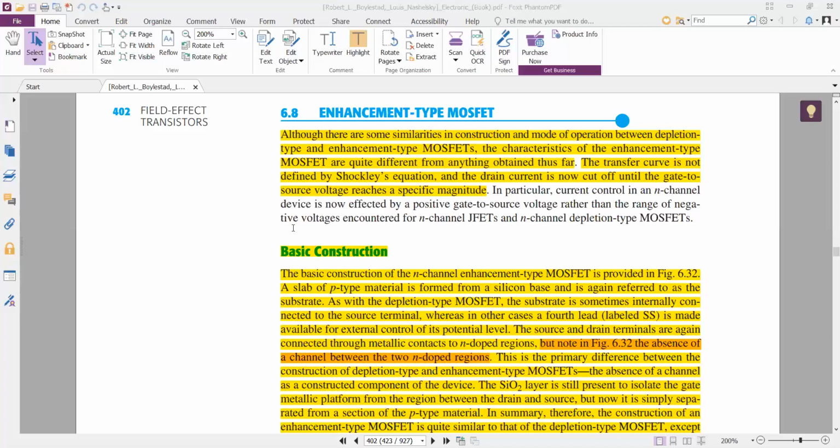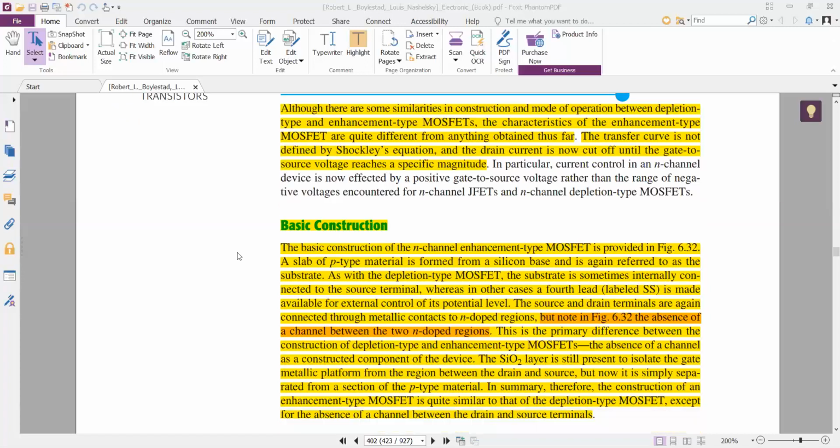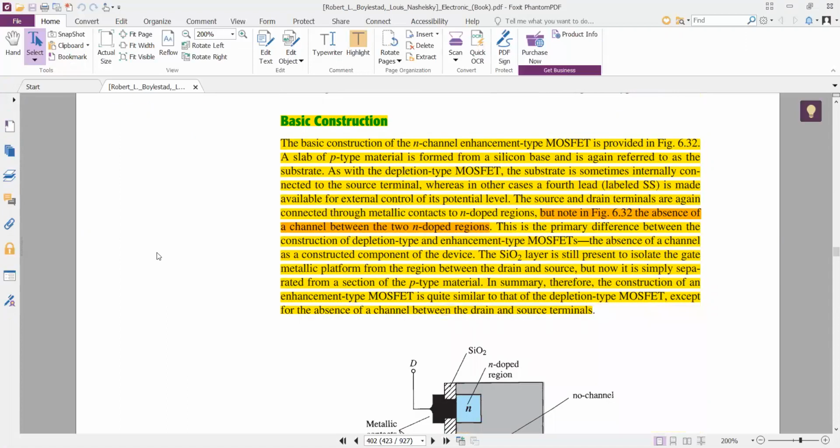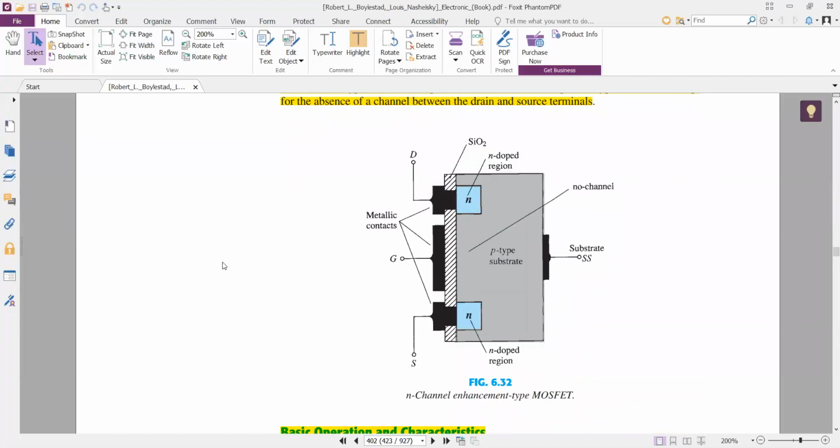So now let's start explaining the basic construction of an enhancement type MOSFET. In enhancement type MOSFET, one thing which we must know is that there is only one mode of operation, which is called enhancement mode. In enhancement type MOSFET, there are no two modes of operation present. So let's focus on the construction of a typical N-channel enhancement type MOSFET.